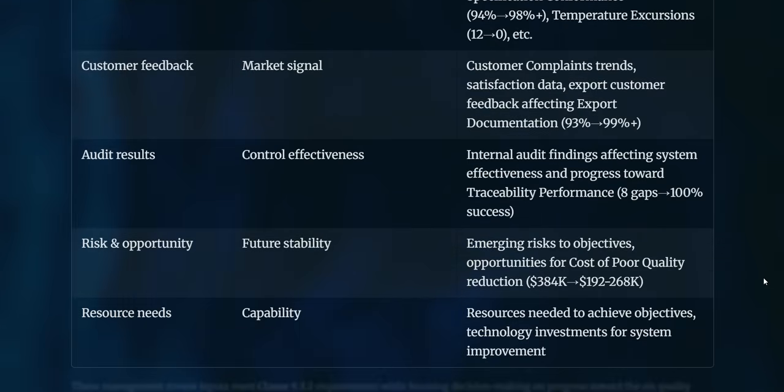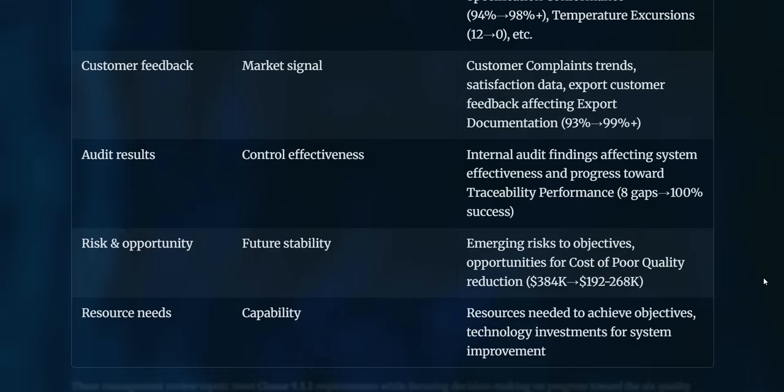The next input of our management review is risk and opportunity. Risks and opportunities matter because they show future stability. The objective focus with our risks and opportunities includes emerging risks to objectives and opportunities for cost of poor quality reduction.